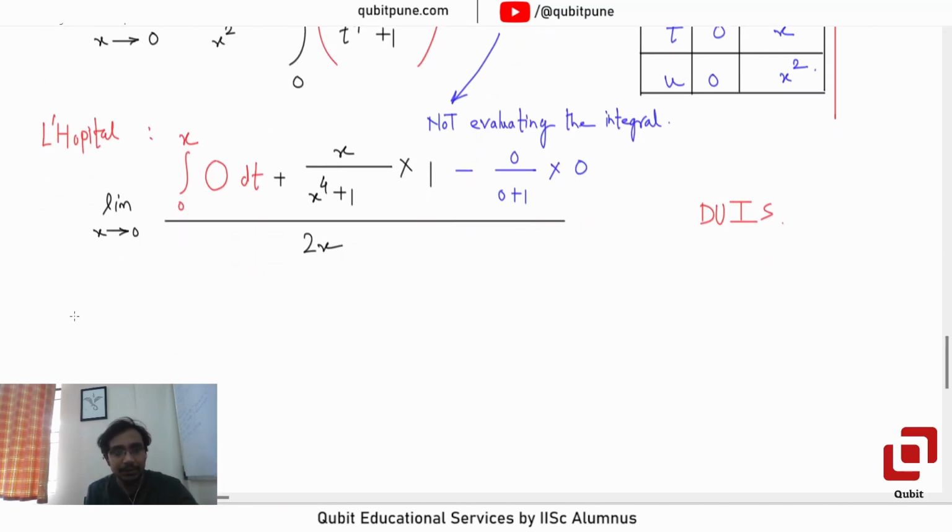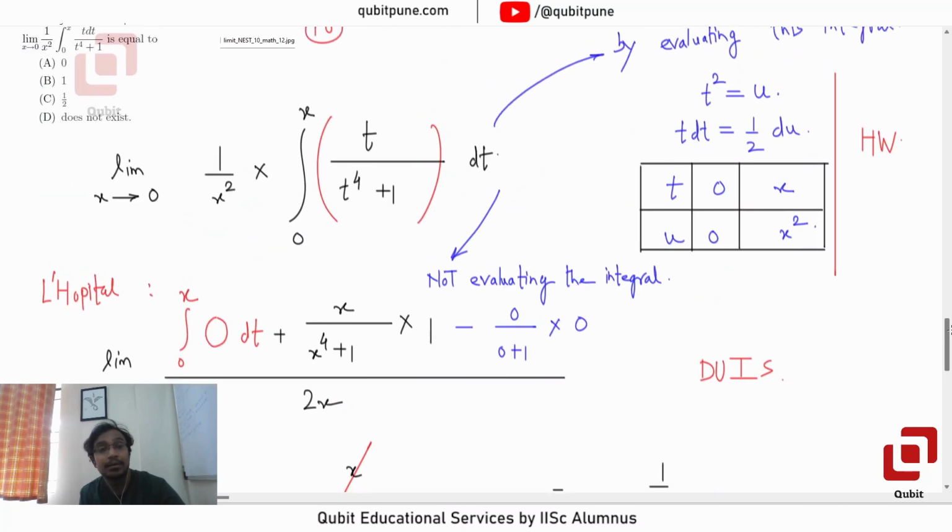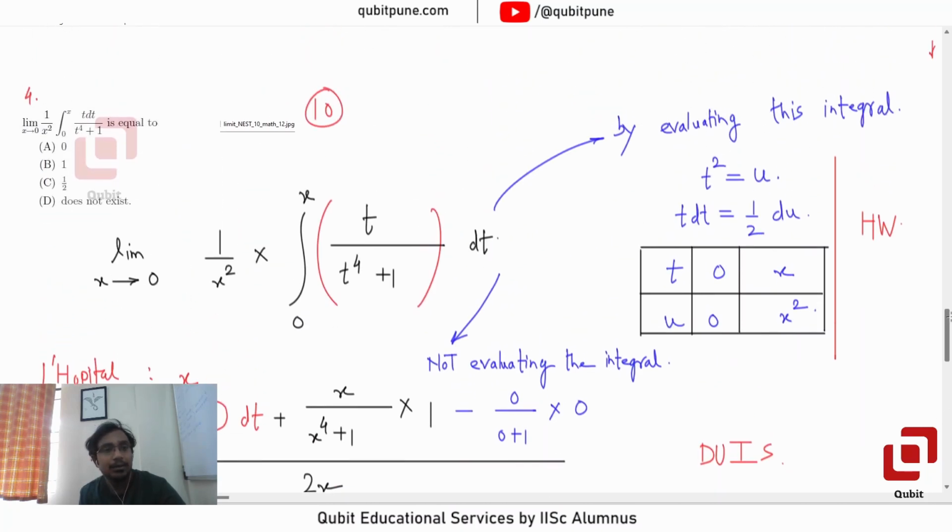So what is the good news now? The good news is x will get cancelled. You've got this 2x here, we've got this x here. And x raised to 4 plus 1 will come in the denominator. x will go. And the final answer is 1 by 2. 1 by 2 is option C.